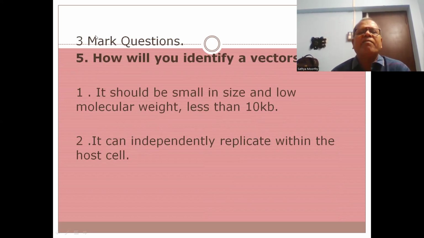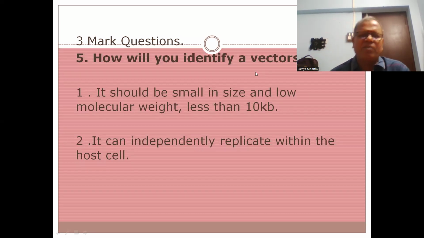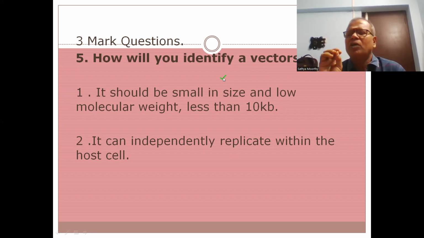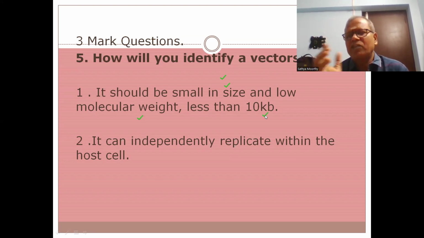And how will you identify vectors? Vector means a carrier. How will you identify a vector, or what are the characteristic features of a vector? The vector should be smaller in size. In biotechnology, we are using plasmids, bacteriophages, and retroviruses as vectors. This vector should be a smaller one, with a size of less than 10 kilobases. Kilobases means 1,000 base pairs. 10 kilobases means around 10,000 base pairs.